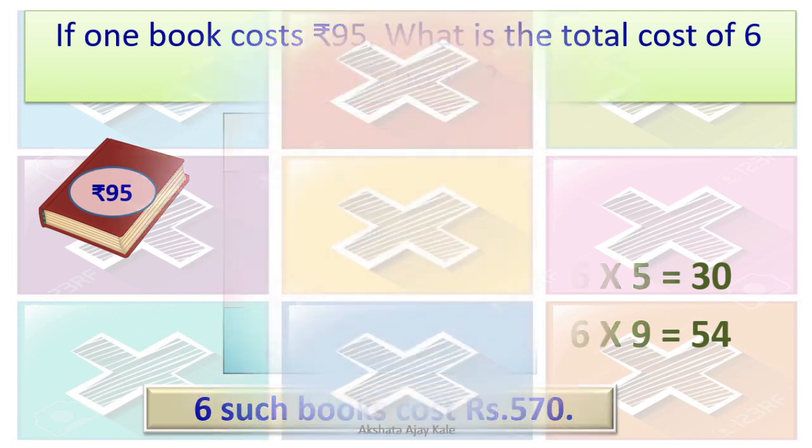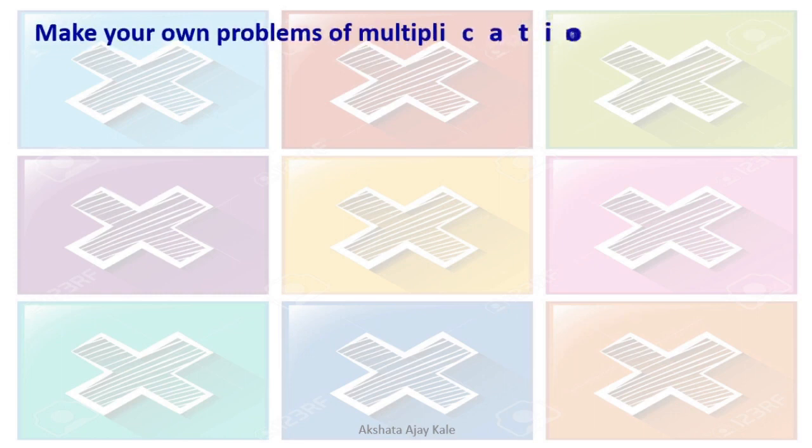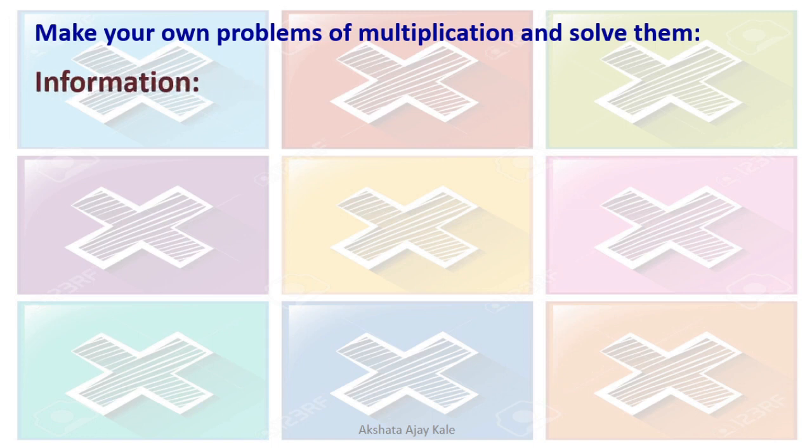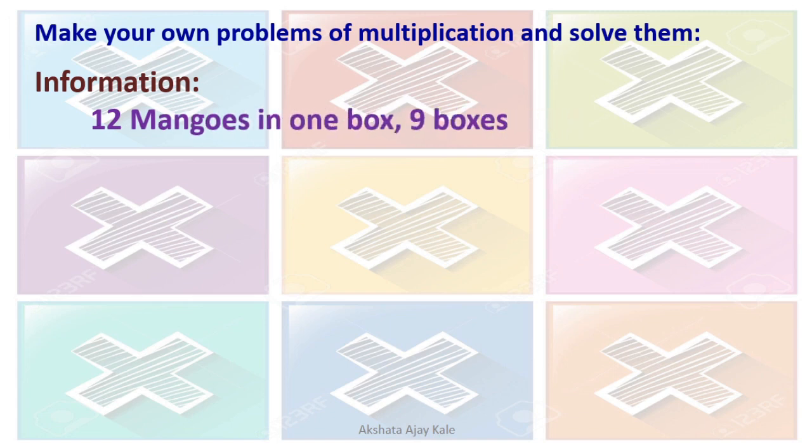Good. Now, one more thing is there. Please read this. Make your own problems of multiplication and solve them. Yes, dear children, here they are going to give us some information, and we have to make our own problem. We have to create a problem here and we have to solve it. Okay, see, the information given is 12 mangoes in one box, 9 boxes. Only this much information is given.